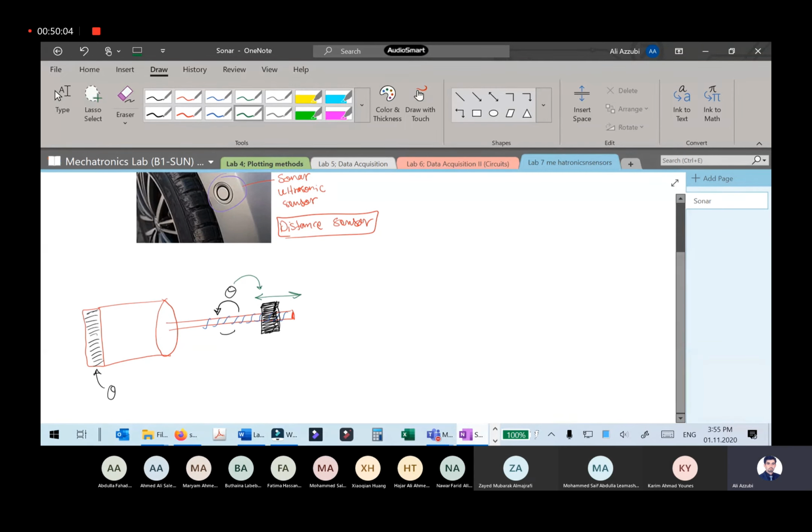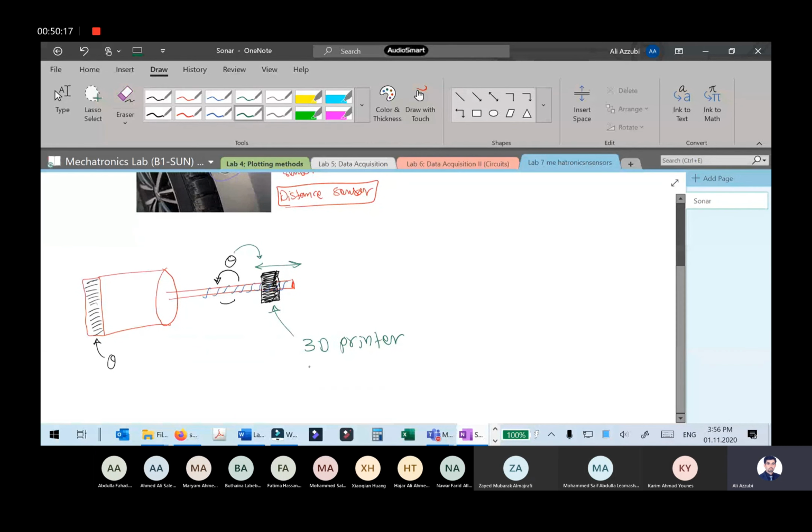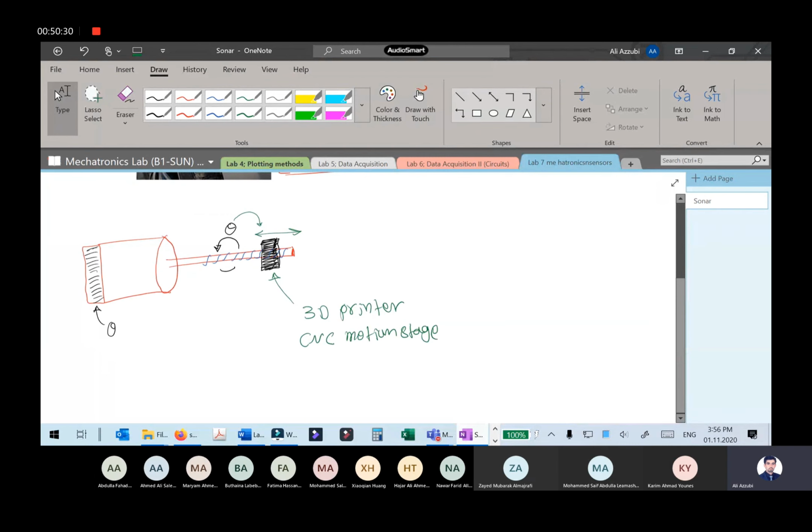Guys, you follow? Okay, and this can be, like, a 3D printer. It can be, for example, a CNC. We call them motion stage or motion actuator. CNC motion stage. What else do you have? A wheel of a robot.